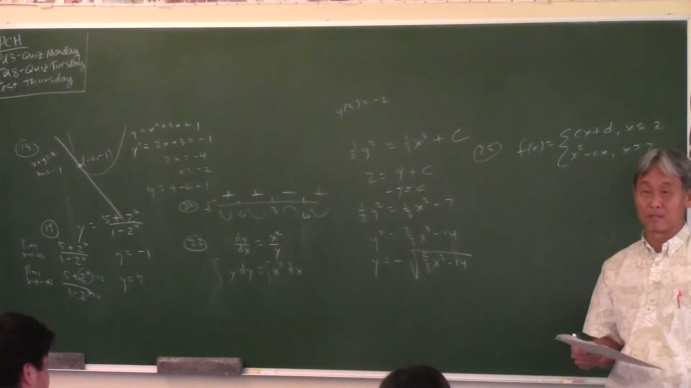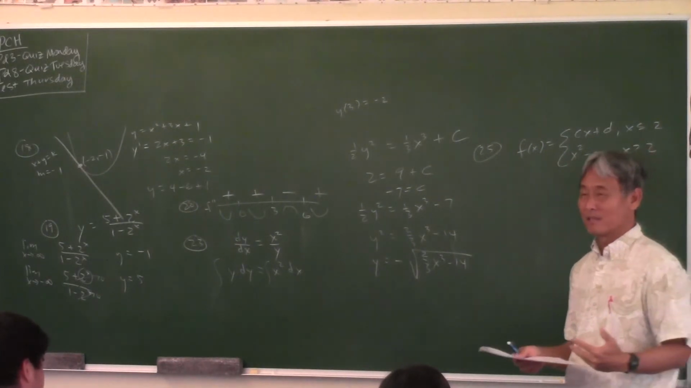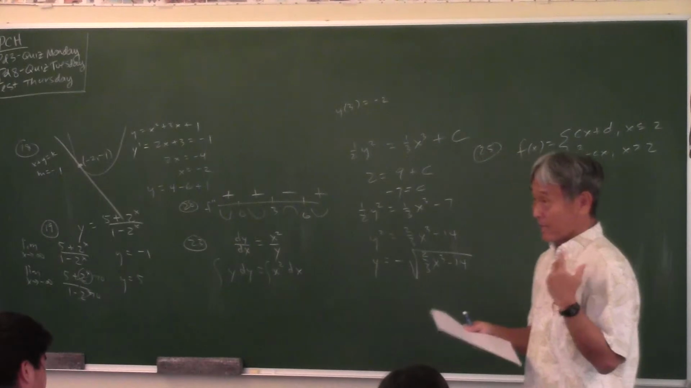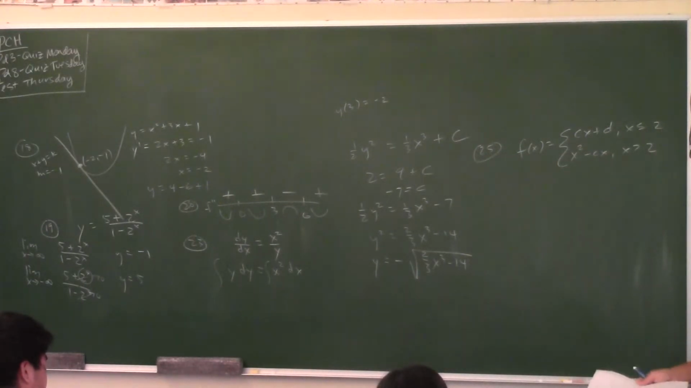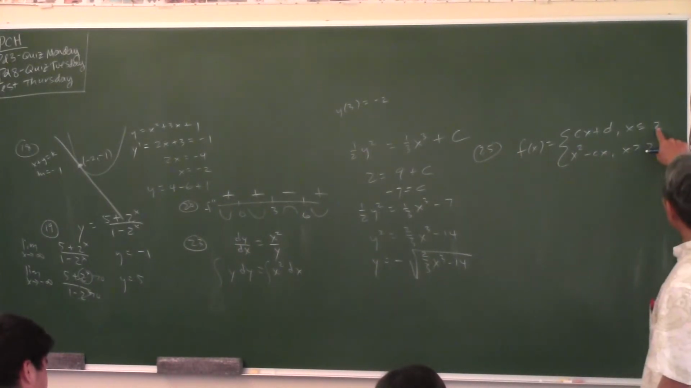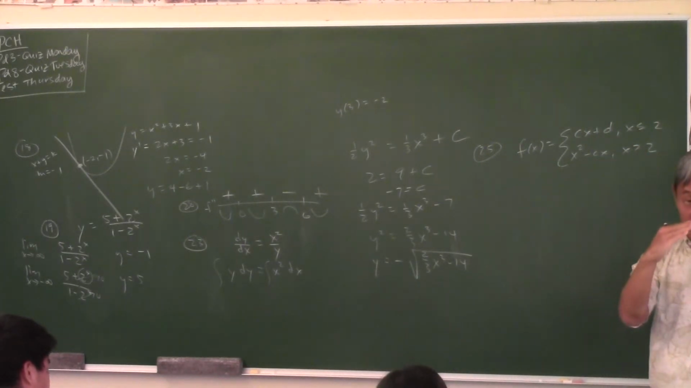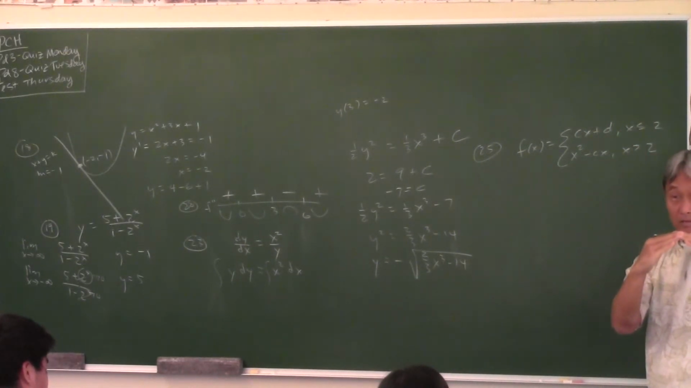Find the value of c plus d. Now, what does differentiable mean? Smooth and continuous. Now, in order for the function to be continuous, what has to happen? If I plug in 2 for x here and 2 for x there, you gotta get the same number so they actually touch to make it continuous, right?